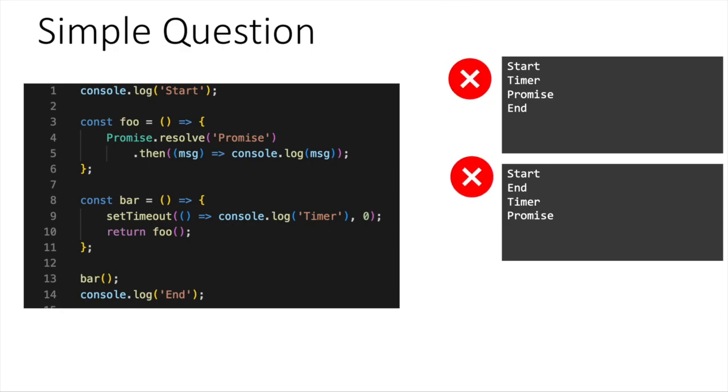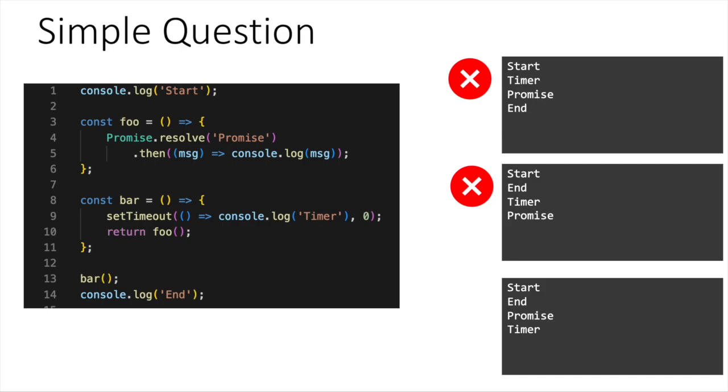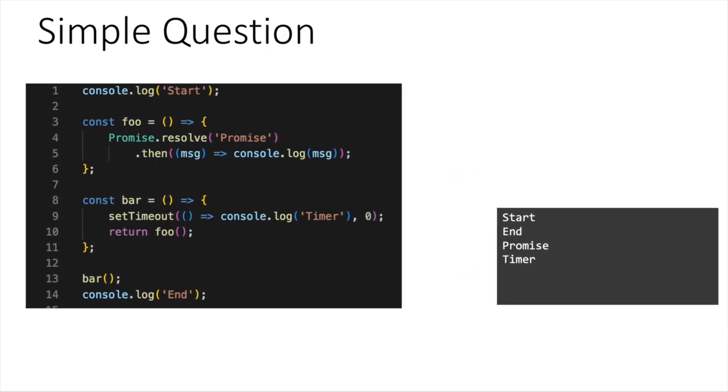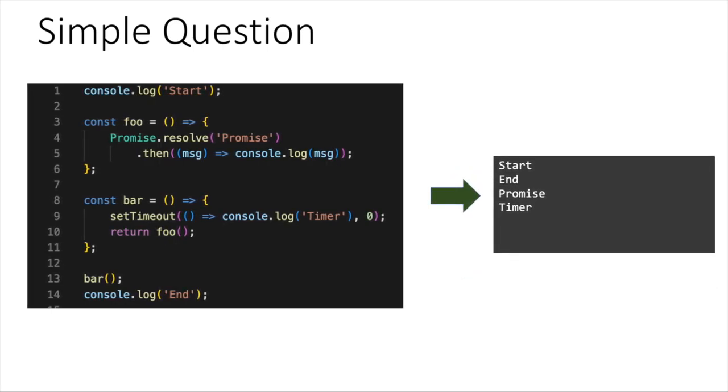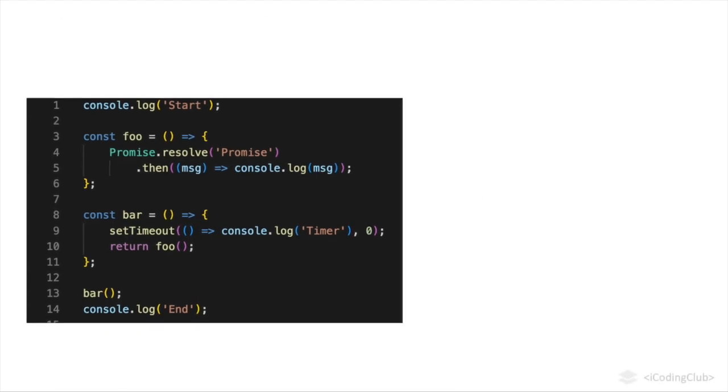But my friend, this is also wrong. The right answer here is that it will print start, end, promise and timer. So even though the promise was put later, it will be called before the timer. And in this video we are going to understand how this code results in this output, and how the whole JavaScript runtime is summarized in these 14 lines of code.